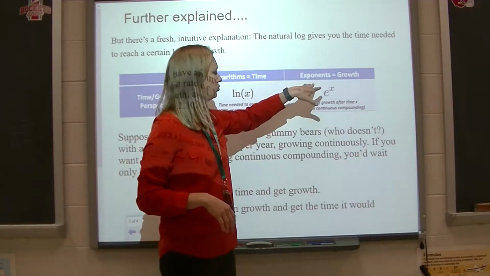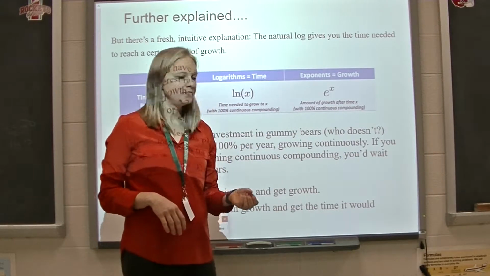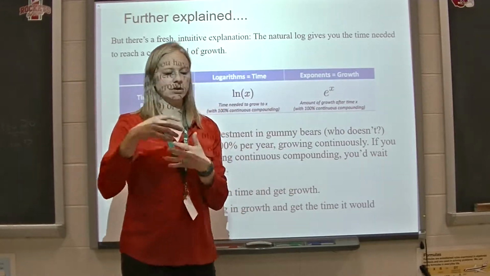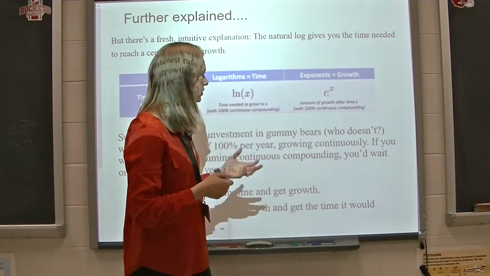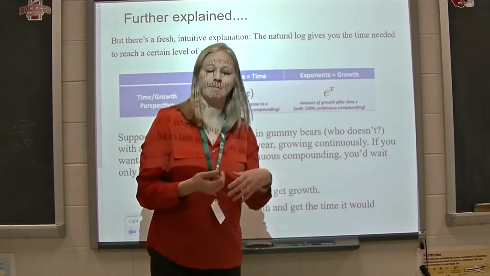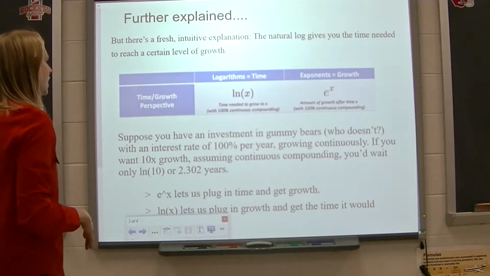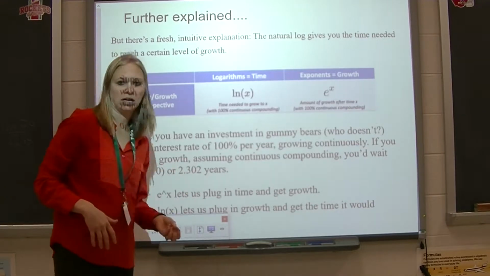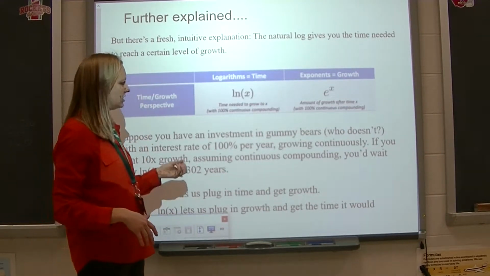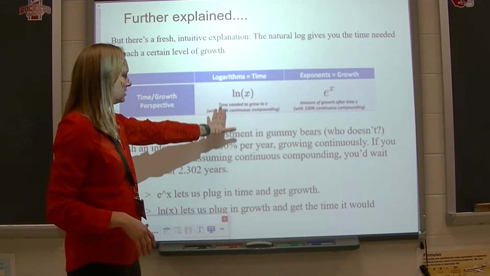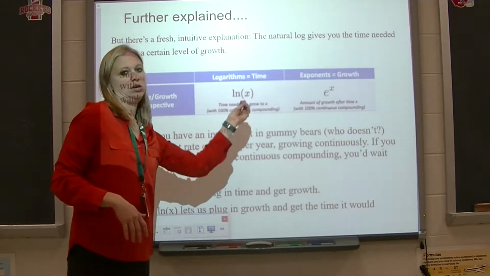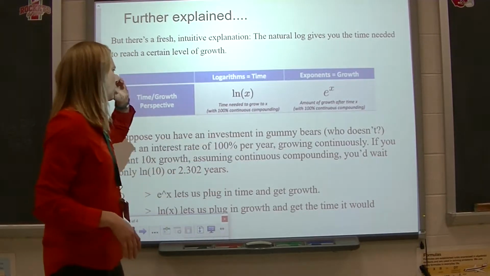So like, let's say we're given 3 years. We would just do e to the third power and be given that answer. If we were given 8 years, we would do e to the 8th power, and that would tell us the amount of growth we had. Now logarithms is about time. So we're trying to find the time needed to grow to x.